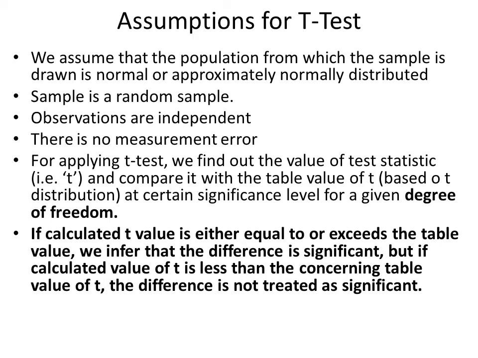The decision rule is fixed by the last point. It says if the calculated or observed t value is either equal to or exceeds the table value, we infer that the difference is significant. But if the calculated value of t is less than the concerned t value, the difference is not treated as significant.